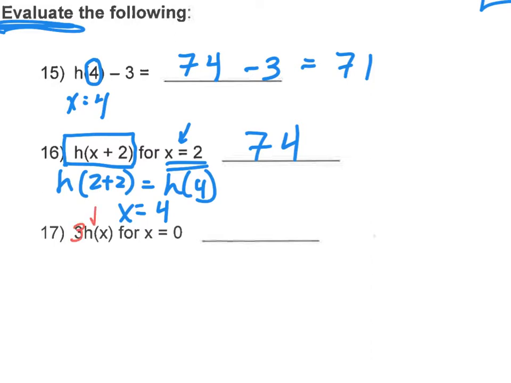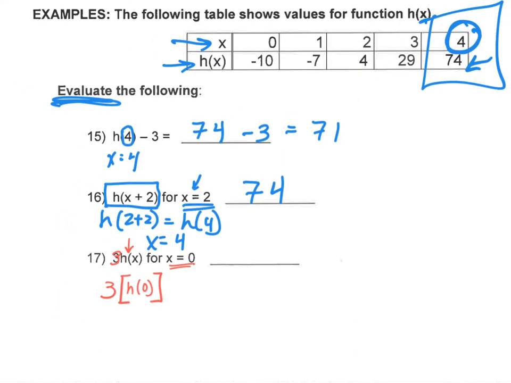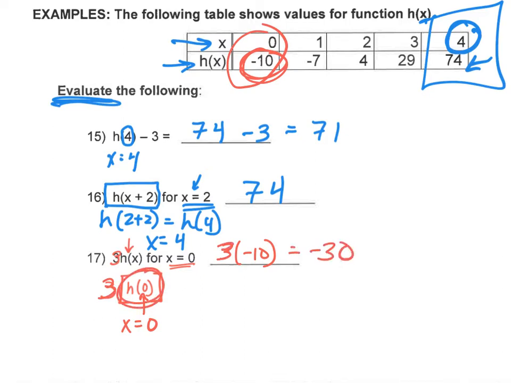So this one says we've got 3 times h of x for x equals 0. So they're saying 3, and this isn't how you write it, this is just how I'm thinking about it: 3 times h of 0. Well, that's real simple to find h of 0, because h of 0 is telling me that x equals 0. Well, if x equals 0, then I know my output is negative 10. So this is 3 times negative 10. All right, there's the 3 right there. And we know this is negative 10, which means that equals negative 30.